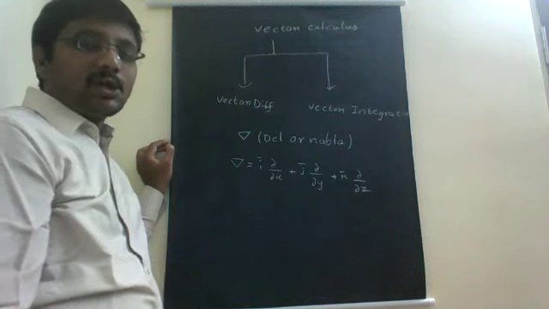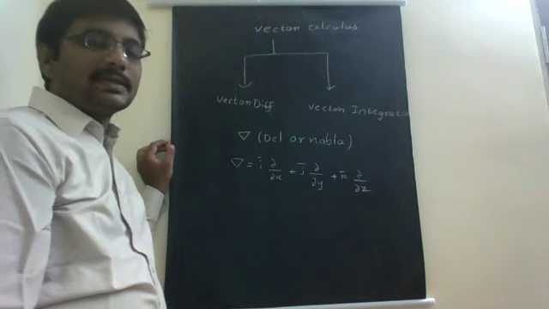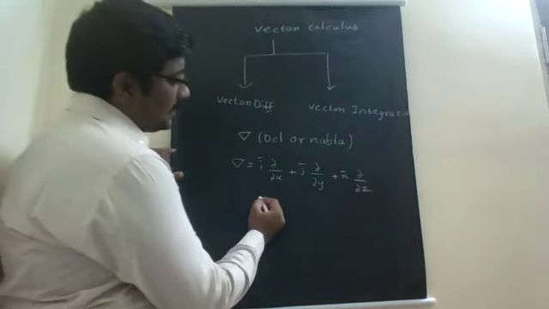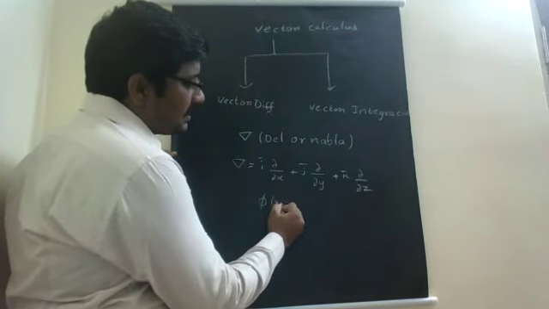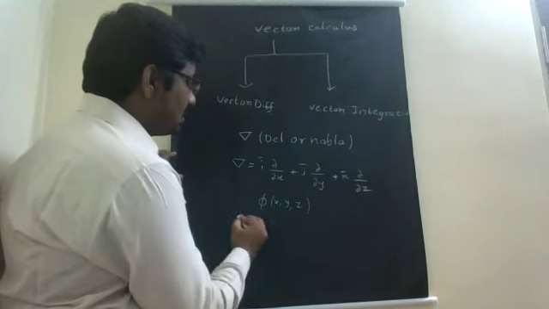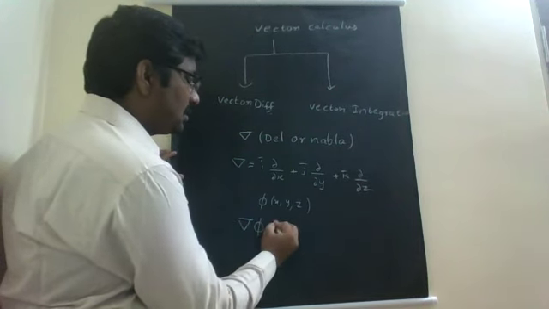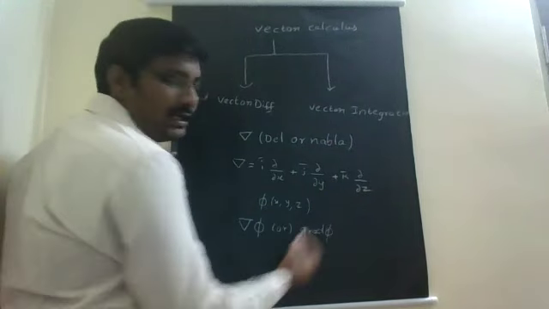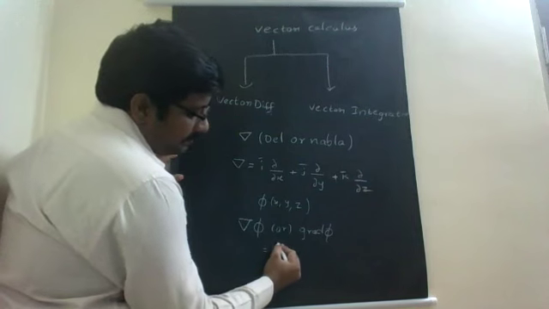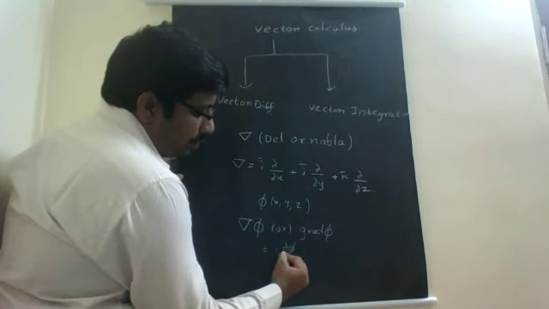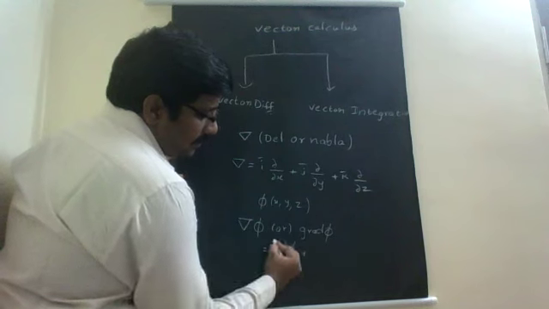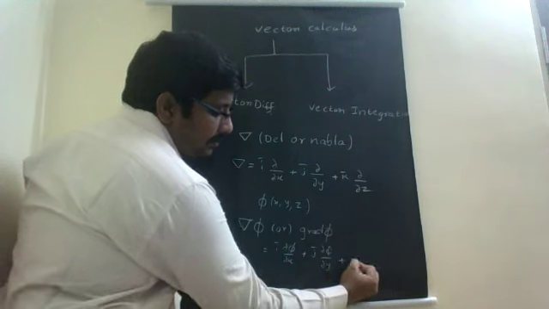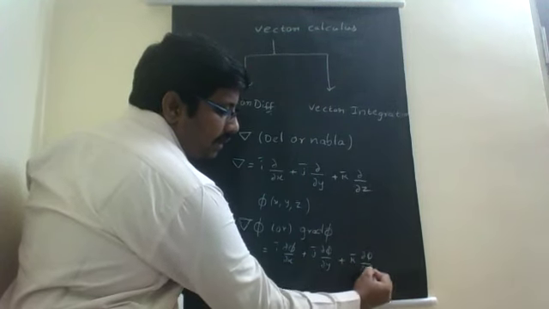The vector differential operator is applied to both scalar point functions and vector point functions. Suppose the scalar point function is phi of xyz, then we will have del phi. It is also known as grad phi. Del phi or grad phi is i bar dou phi by dou x plus j bar dou phi by dou y plus k bar dou phi by dou z.